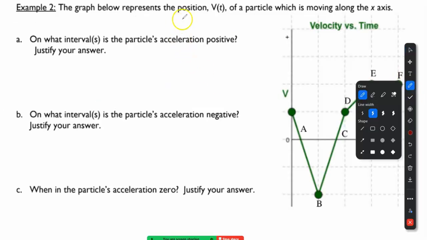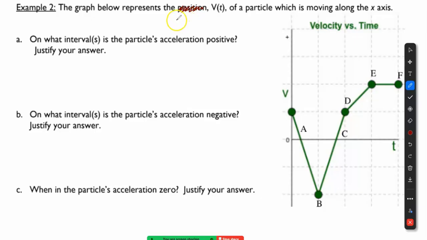Okay, so looking at this graph, the graph below represents, this should say velocity of a particle when it's moving along the x-axis. So I have velocity and time. So this is v of t, or the first derivative. This wants to know at what interval is the particle's acceleration positive. The particle's acceleration, or the second derivative, would be positive when the first derivative is increasing. So I want to know when velocity is increasing, is what I'm looking for.